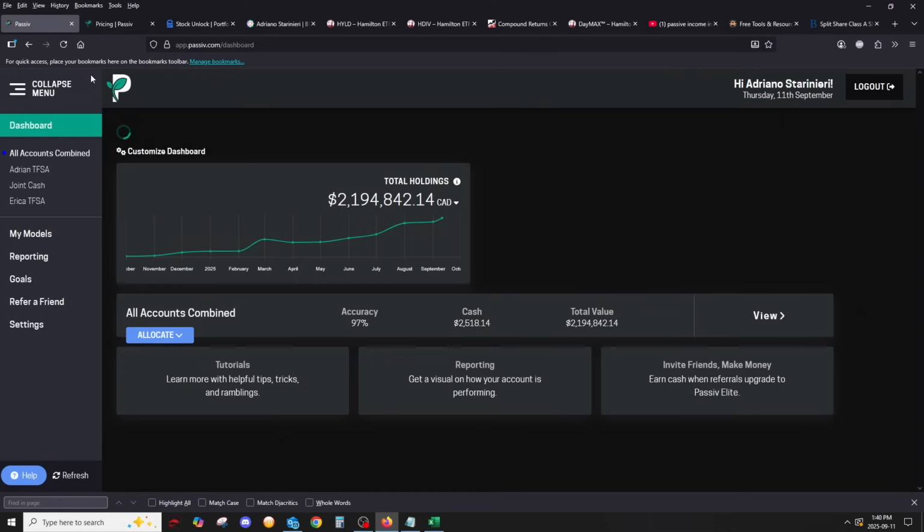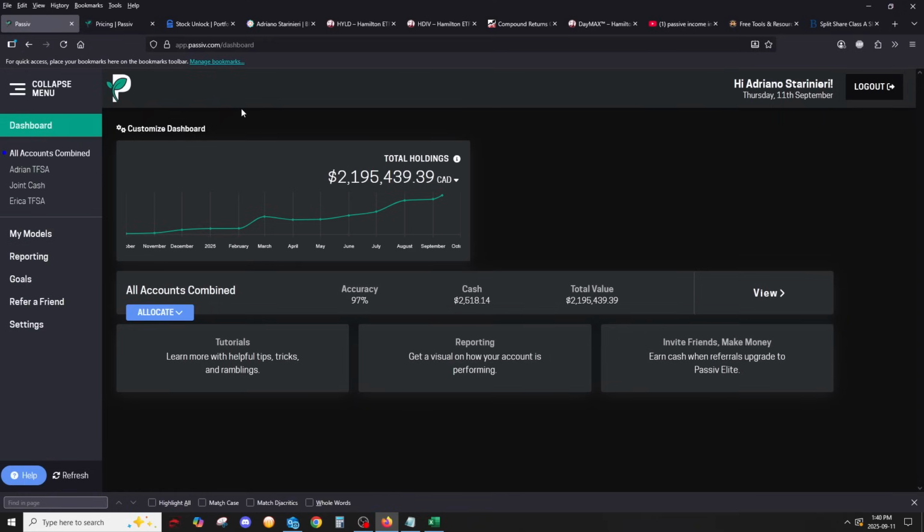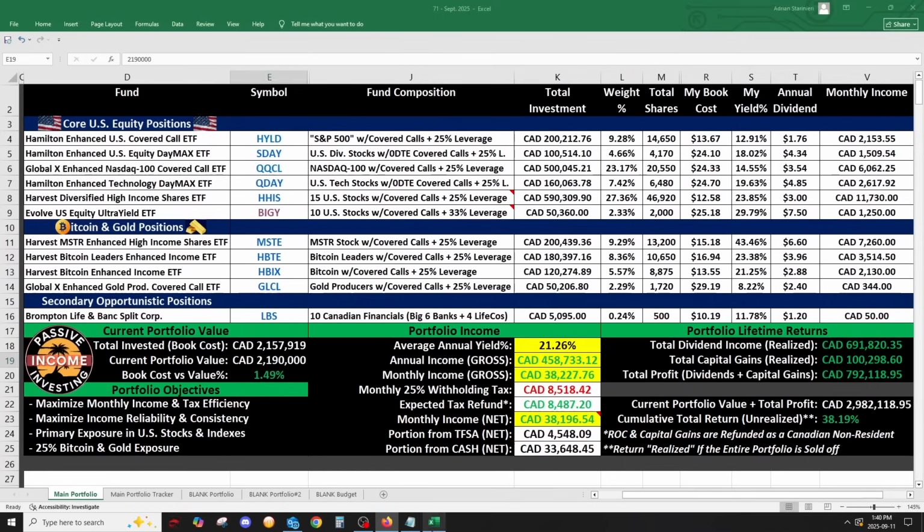Where do I get my portfolio value in Passiv? Right here. So it's still live. It's about 2.1, just under 2.2 million. What do I care? I have it at 2.19 here. So technically I am up 1.49% overall. That's unrealized, and that's just my capital. It's not including the income.